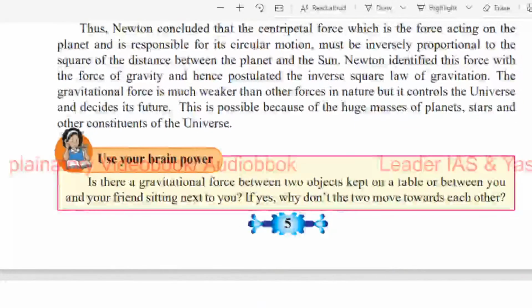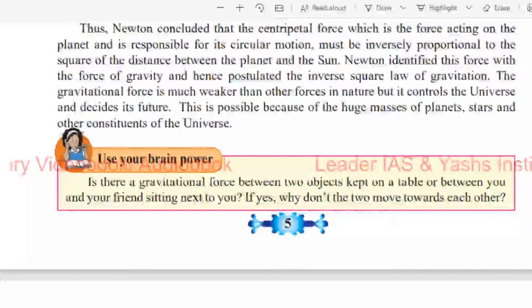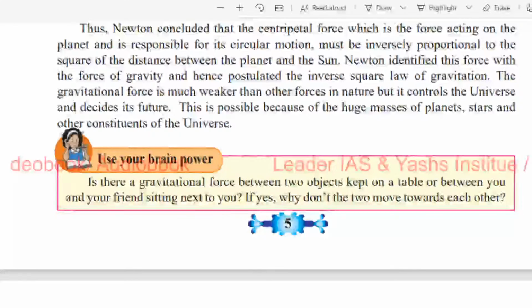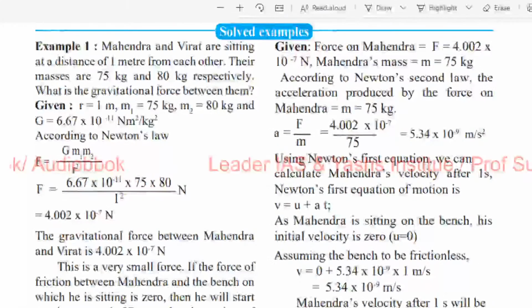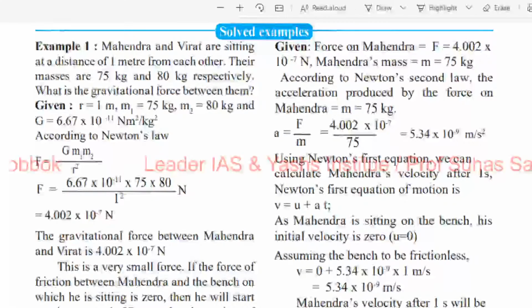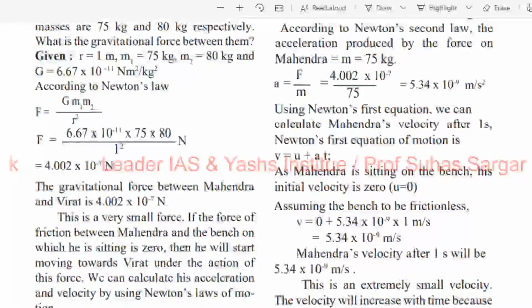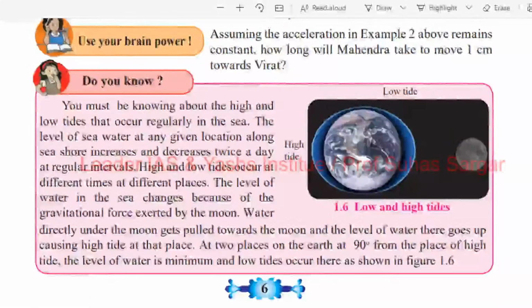Now in a box, use your brain power. Is there a gravitational force between two objects kept on a table, or between you and your friends sitting next to you? If yes, why don't the two move towards each other? There are a few examples. Mathematical calculations are there. You can see in these pictures as well as in your hard or soft copy of this book.